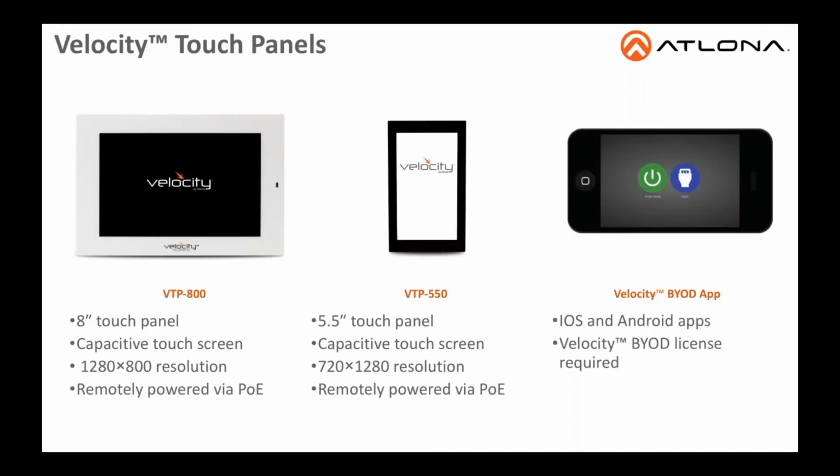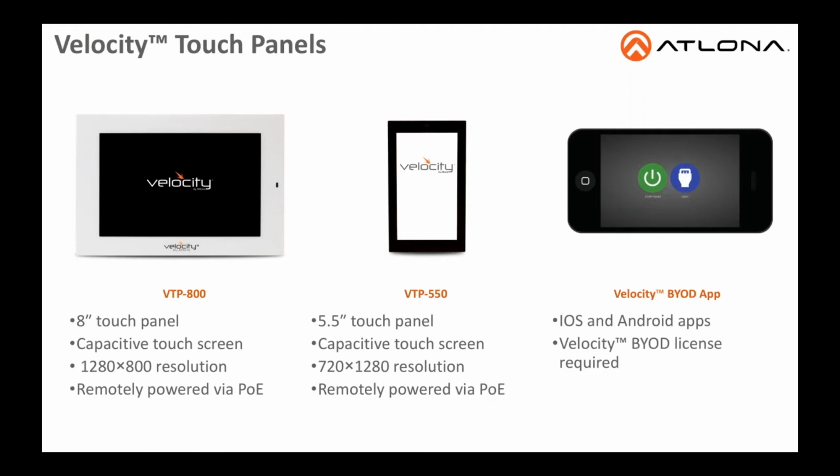The third piece of this is the touch panels. Touch panels come in 5.5-inch and 8-inch sizes. There's a table mount that's available. It fits into a standard single gang US wall plate. Plus, Velocity also offers BYOD integration. So you can bring your own tablets, your own smartphones, even a computer, which is what we'll see with Reto's demo. You can use a computer to control your room.